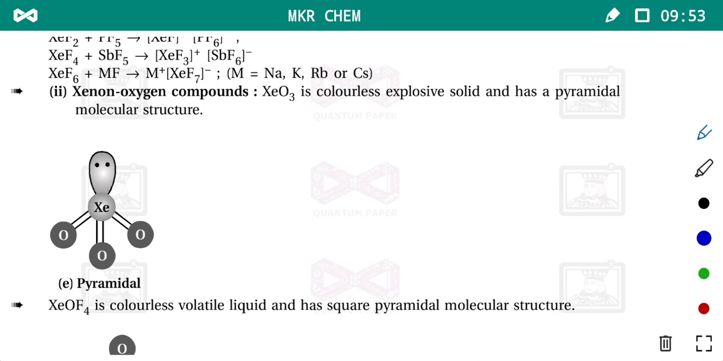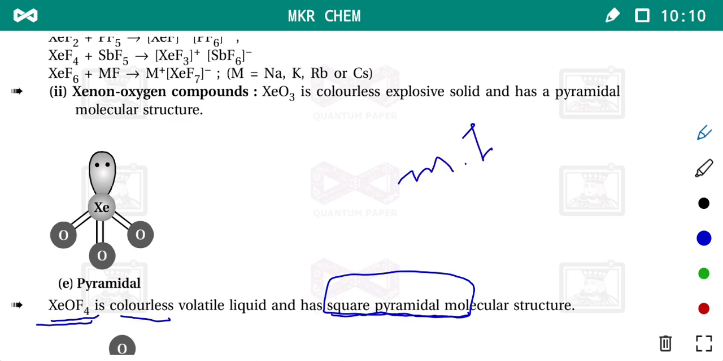Now the last is XeOF4. It is also a colorless volatile compound and its shape is square pyramidal. Shapes are important. Lone pairs and bond pairs totals are also important. They are asked in the exam. I repeat again, my friends, this is a very important question: chemical properties of xenon oxide and xenon fluoride compounds.